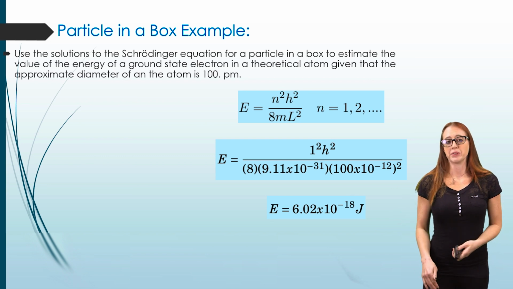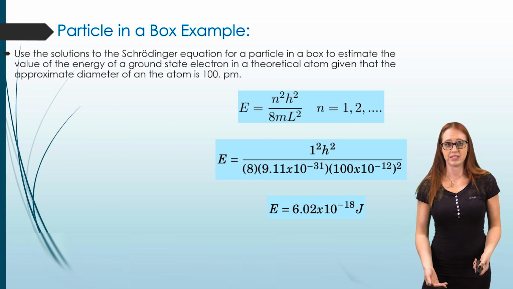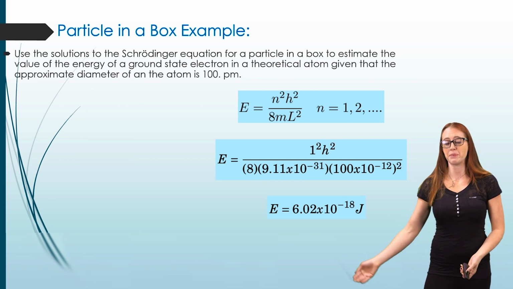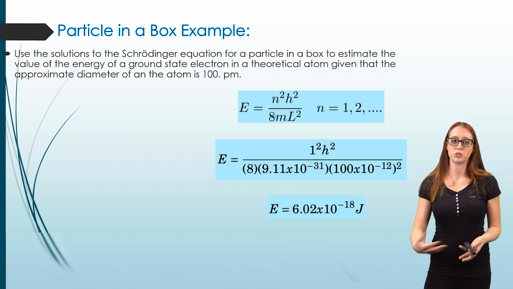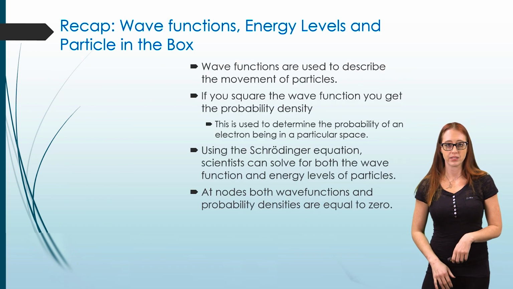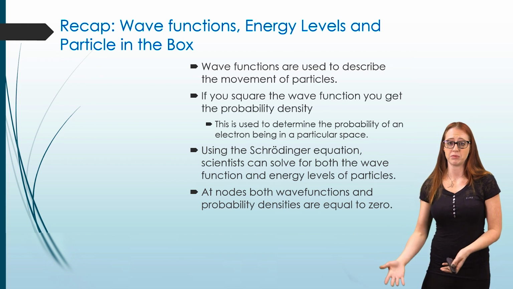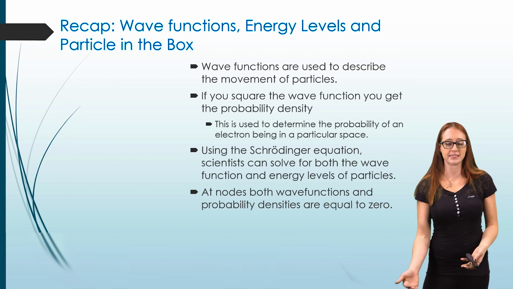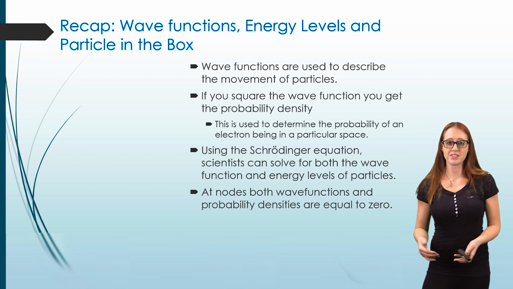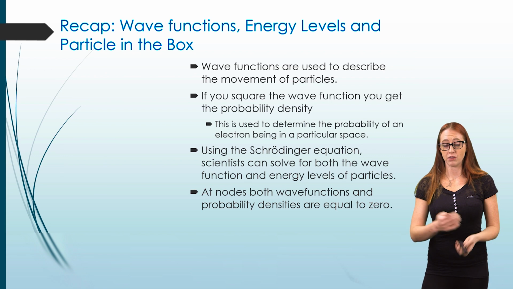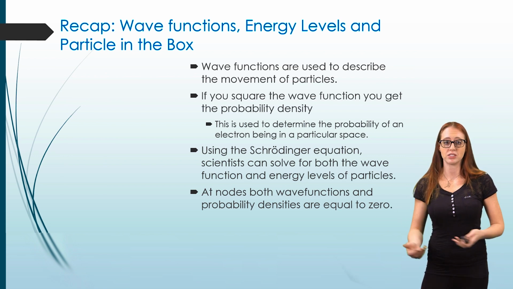So this idea of going through and finding the wave function, and then finding the energy levels, and then using the energy levels to do things is what we're going to see happen in the hydrogen atom. And the hydrogen atom will just give you the results, but it's useful to see that this is where it came from. So wave functions are used to describe the movement of particles. You need to know that. If you square the wave function, you get the probability density. You need to know that too. And this is used to determine the probability of an electron being in a particular space. When we get to orbitals, this is actually how we get the orbitals, by using these wave functions.